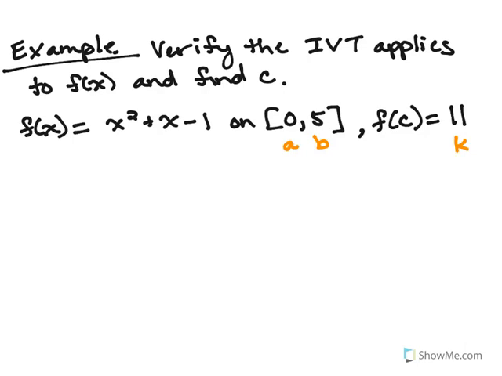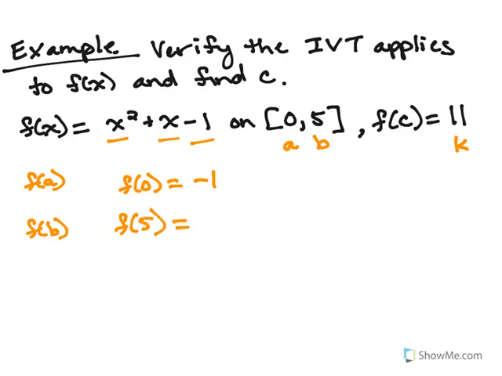All right, but it's first asking me to verify that I can use this theorem. Well, that means I need to know what is f of a and what is f of b. And I've got to double check that k is in between them. Otherwise, I can't use this theorem. All right, so my a is 0, so f of 0, if I plug a 0 into this function, I'm just going to get -1. If we plug a 5 in, I'm going to get 5 squared is 25 plus 5 minus 1. That would be 29.